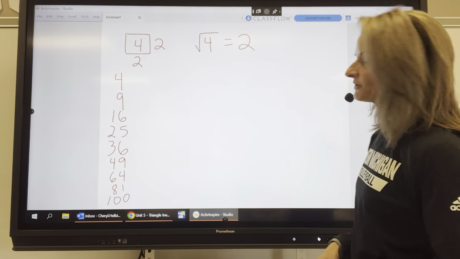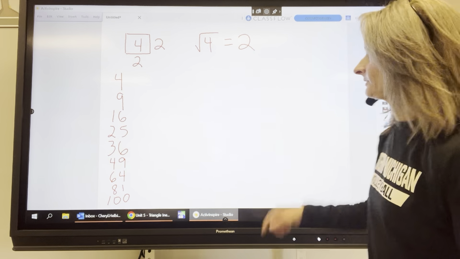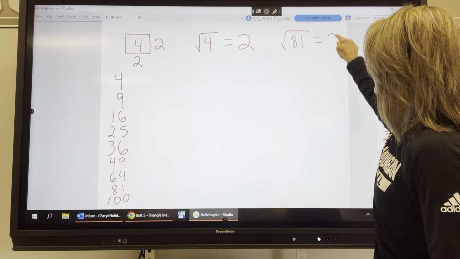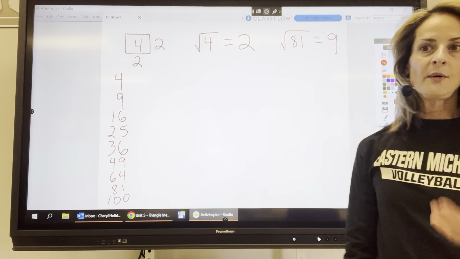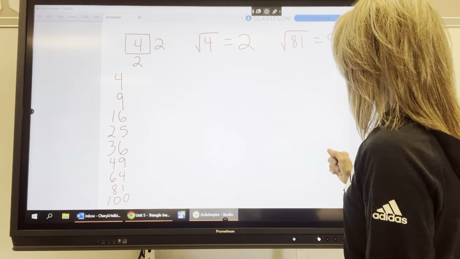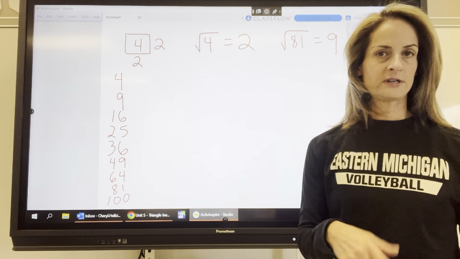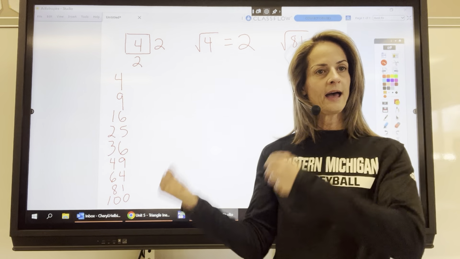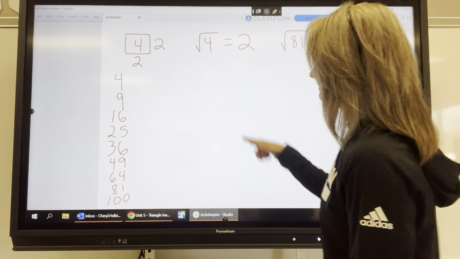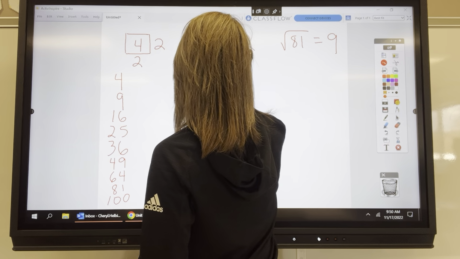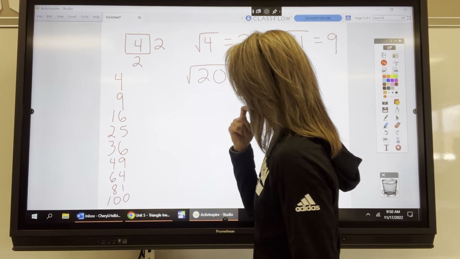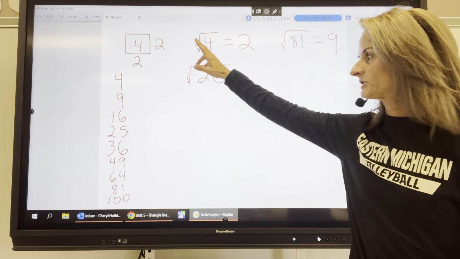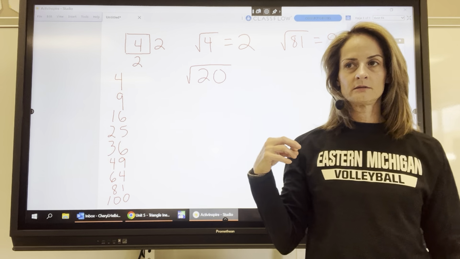Okay? So if you're given a square root that's a perfect square, and you're asked, what's the square root of 81? Well, that's just going to be 9. However, sometimes you're asked to simplify a radical that's not a perfect square. And we have to look and see if it has perfect square factors that we can pull out. So, for example, like the square root of 20. Are there any perfect square numbers that go into 20 evenly? Are there any perfect square factors of 20?